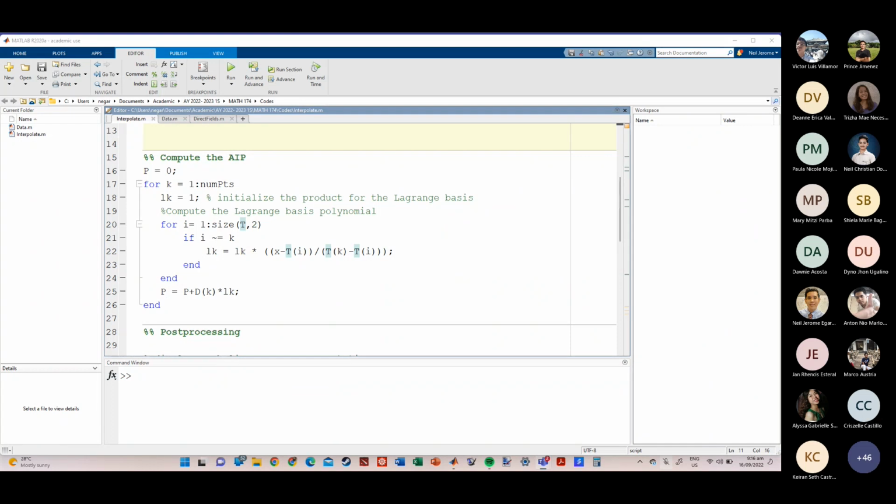Tapos magpa-product tayo. Pero magpa-product lang tayo kapag si K ay hindi equal kay J. Kaya lang dito, ay pala yung ginamit ko na pang-iterate. So if I is not equal to K, yung previous value ng Lagrange basis polynomial natin na L sub K ay mamumultiply neto. X minus X sub I over X sub K minus X sub I. Remember, we stored the abscissas in the vector T.